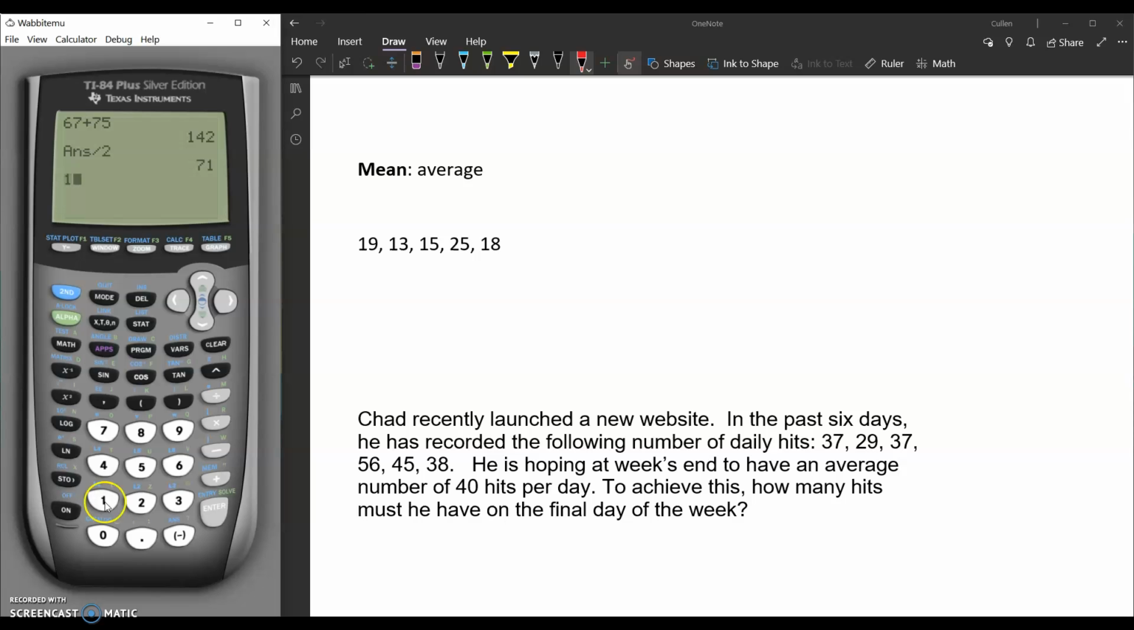So like for this one, I'm going to add up 19 plus 13 plus 15 plus 25 plus 18. And then there are 5 numbers there. 1, 2, 3, 4, 5. So then divide that by 5. And that tells you that your average or your mean is going to be 18.